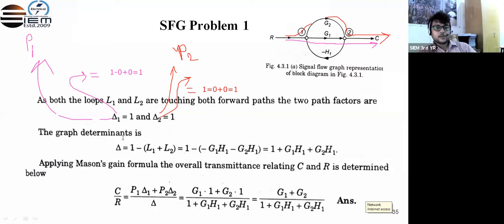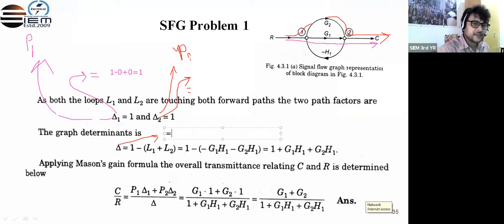Okay, now we'll go through the graph determinant. How will you write down the graph determinant? This is the formula. This is called the graph determinant, and it is equal to 1 minus the sum of all individual loop gains. So how many loops are there? There are two loops, one is L1, another is L2.